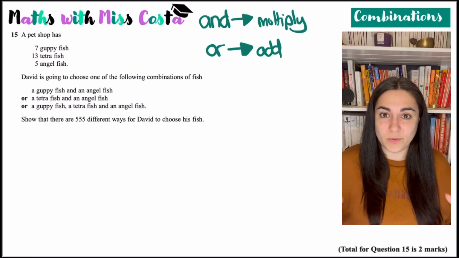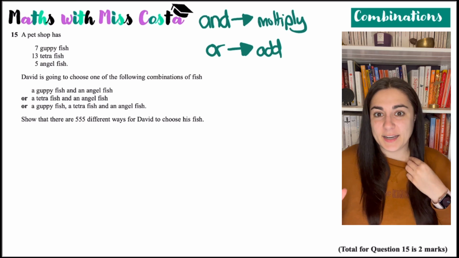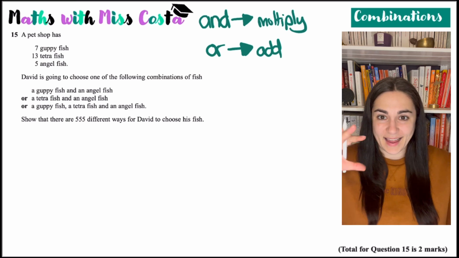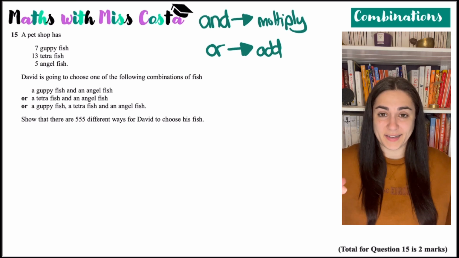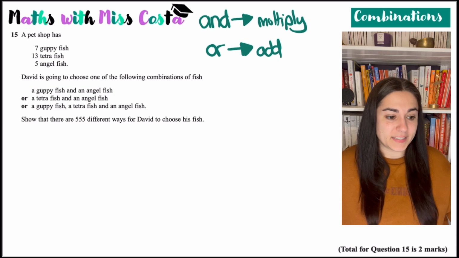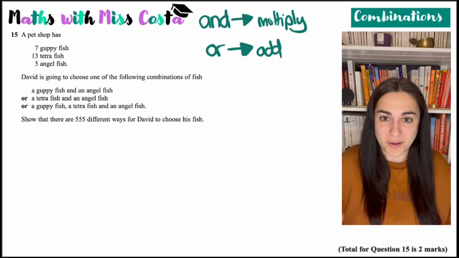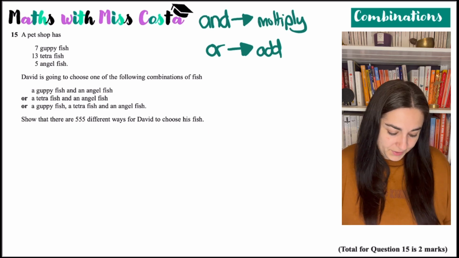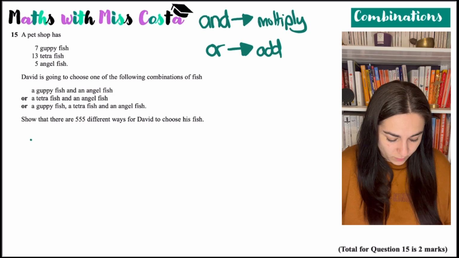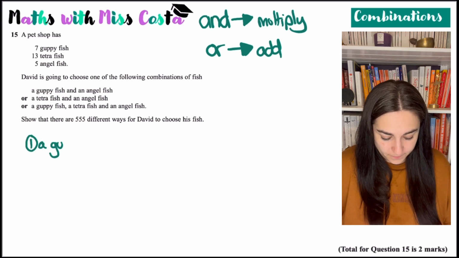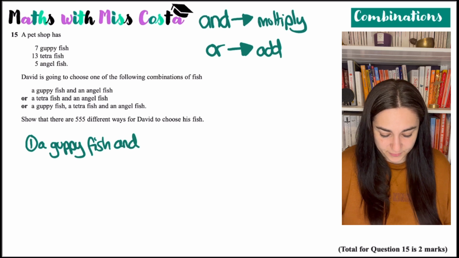So the or rule, you always add your probabilities, and if you're trying to work out the probability of this and that happening, there's more things that are at play, so the probability generally gets lower, so we multiply. So what's the probability of a guppy fish and an angelfish?